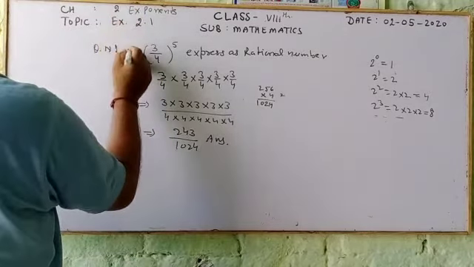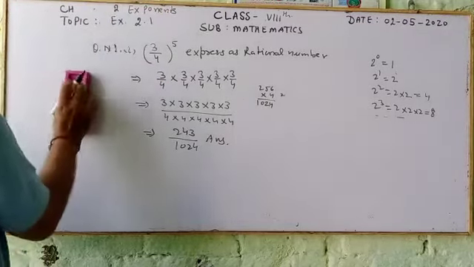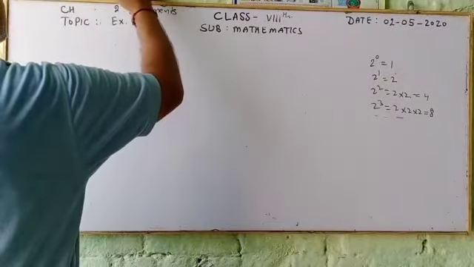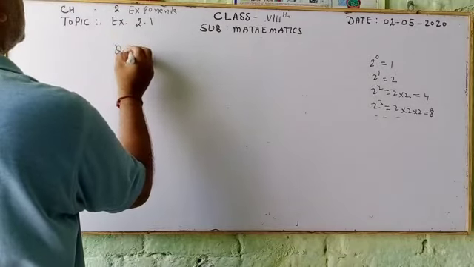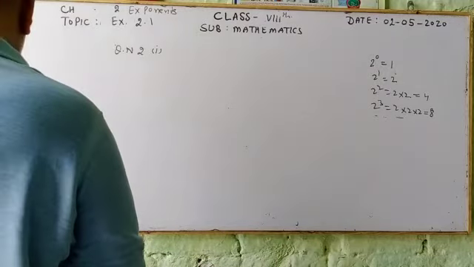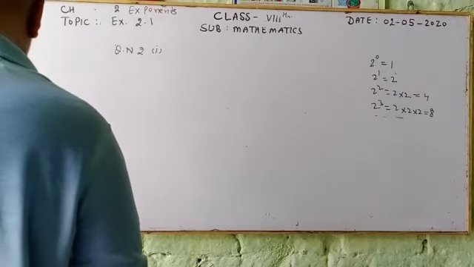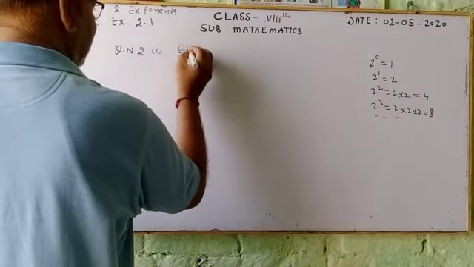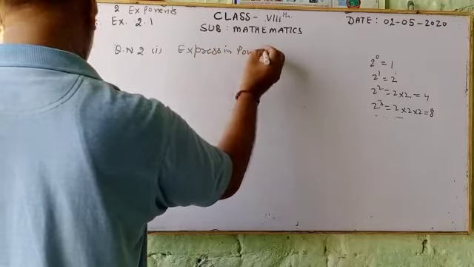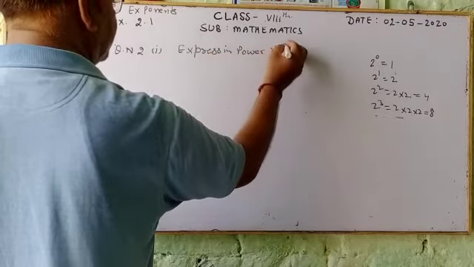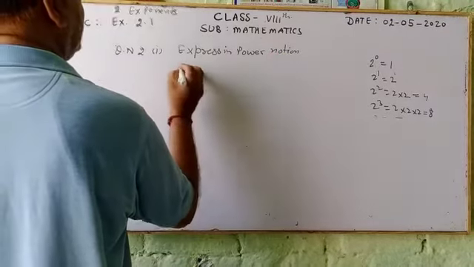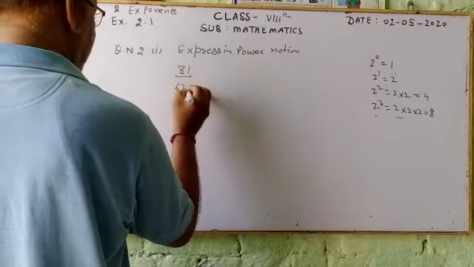Now question number second, first part. Express the following rational number in power notation. We are getting 81 upon 625.